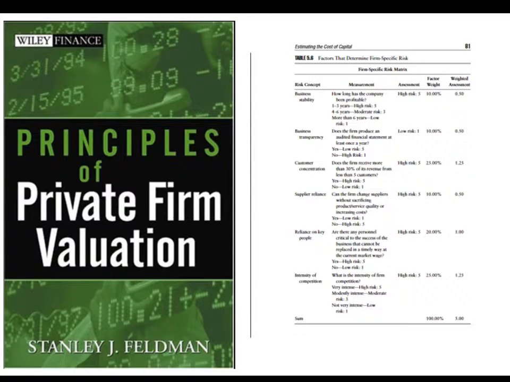Now, what is the size of this firm-specific premium? Again, as far as I'm aware, there's almost no research which suggests what the size of the premium is. There's some work that I've done that appears in my book, Principles of Private Firm Valuation, which suggests that the firm-specific risk is somewhere between 5 and 10%. And it could be more, but the work I've done suggests that it's between 5 and 10%. And there's a way to cobble things together to indicate that that would be the range.